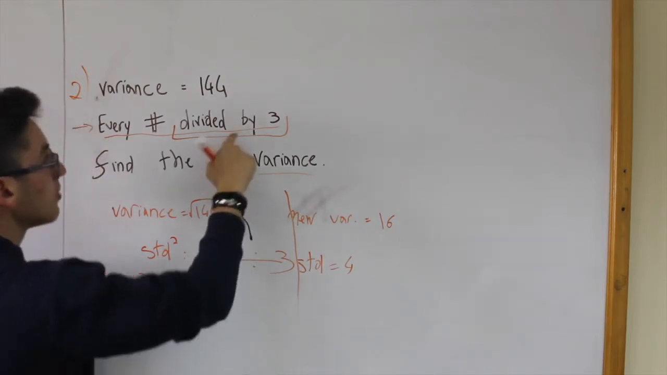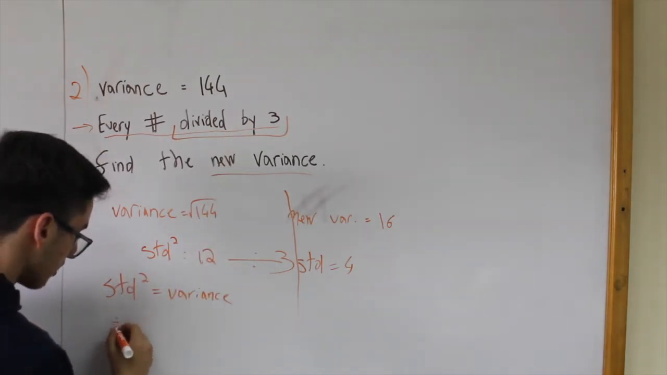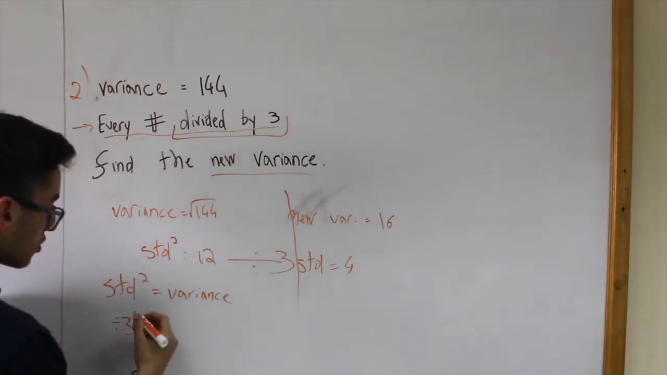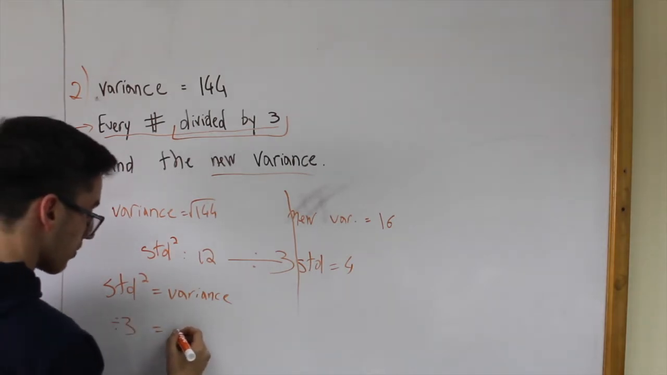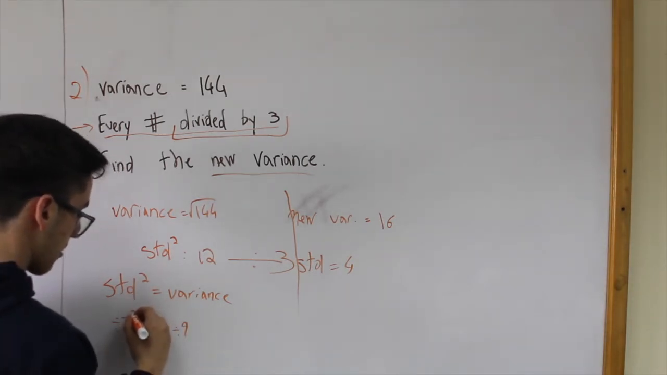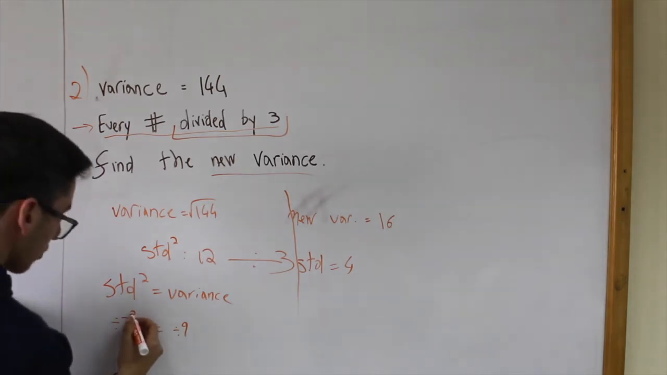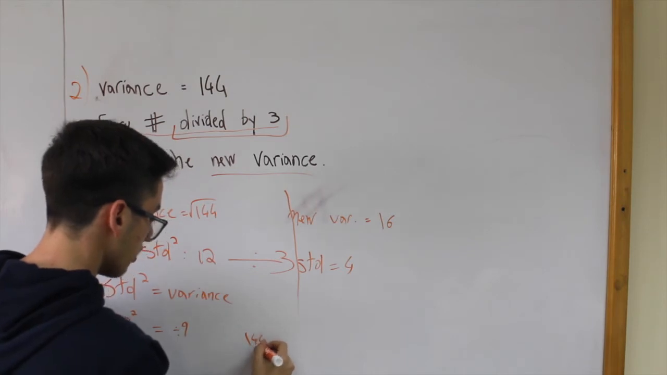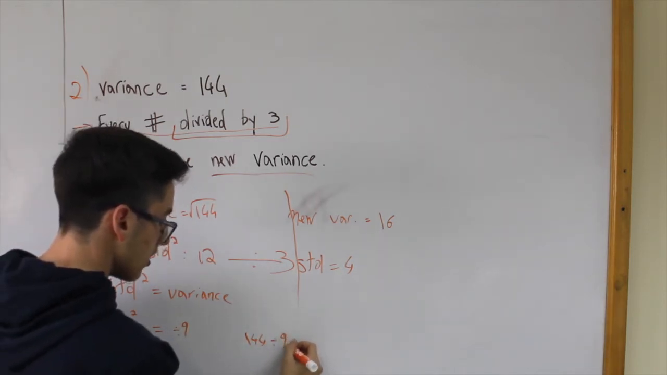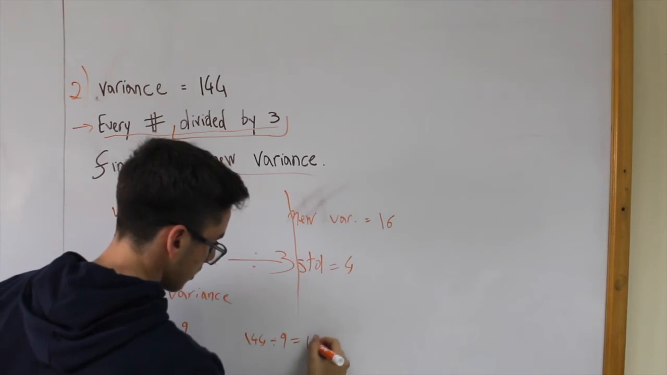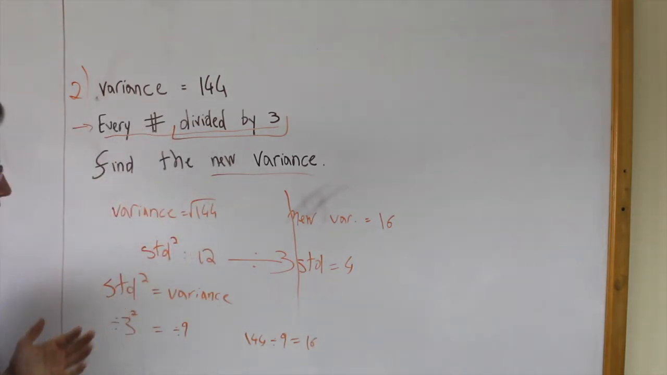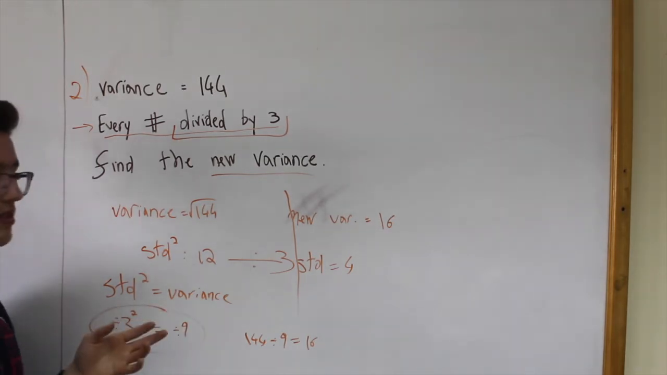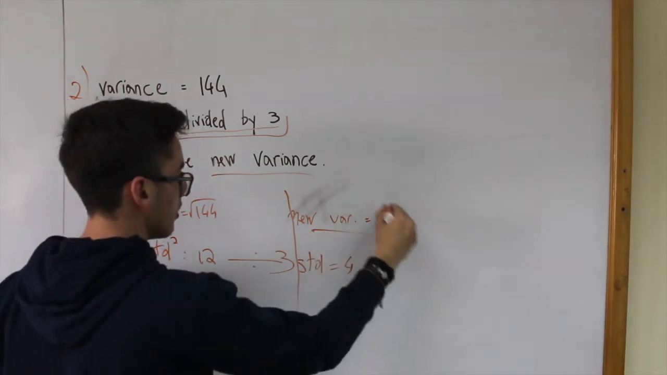Since you guys know that standard deviation squared equals variance, then if all the numbers in the data set are divided by 3, to get from variance to variance, you would have to square the 3. So it would be divided by 9. And if you do the math again, 144, which is the variance of the original data set, divided by 9, you get 16. So either method that you prefer, and it might be a bit harder to wrap your head around this method, both methods are supposed to get you to the same answer, which is 16.